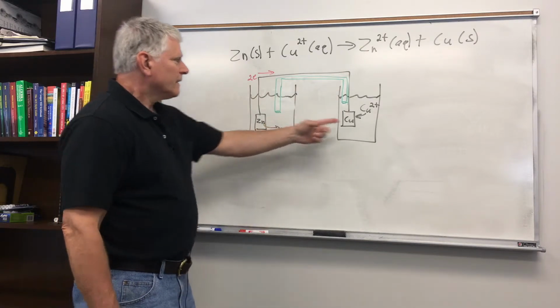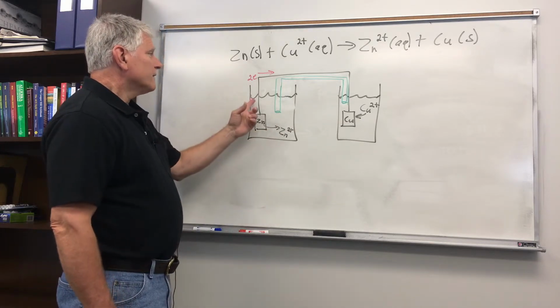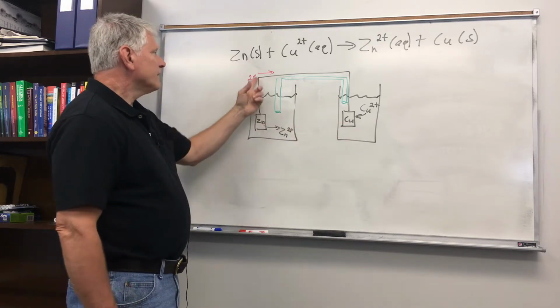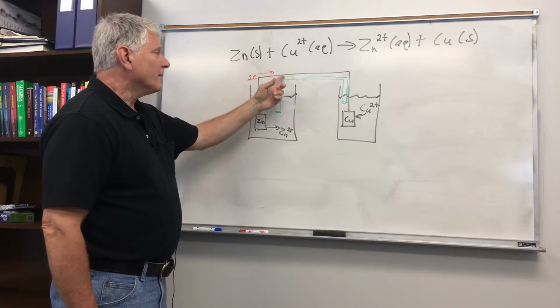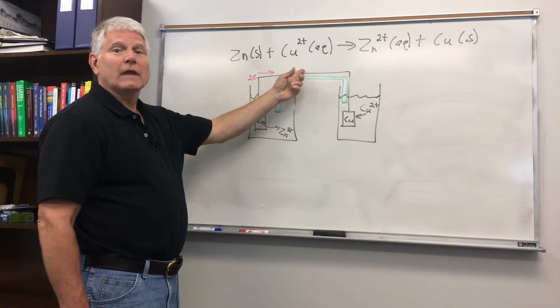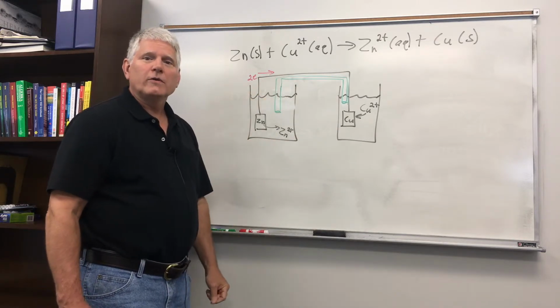So this is a way for us to separate the two half reactions and have the electrons flow through a wire and get something useful out of that current. Now, why do electrons flow through the current?